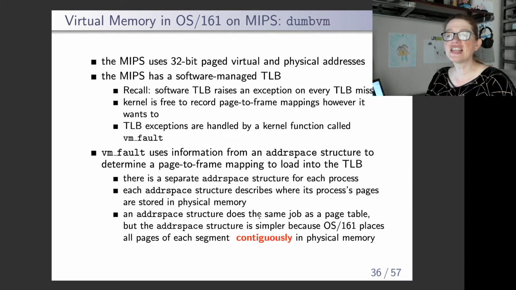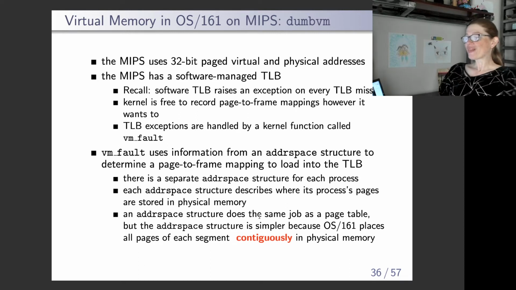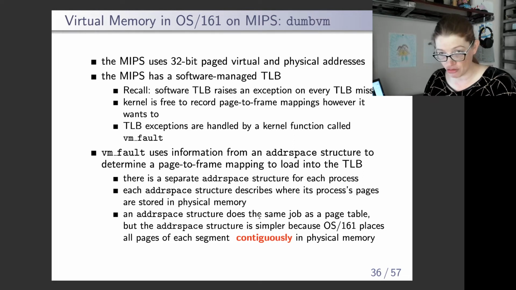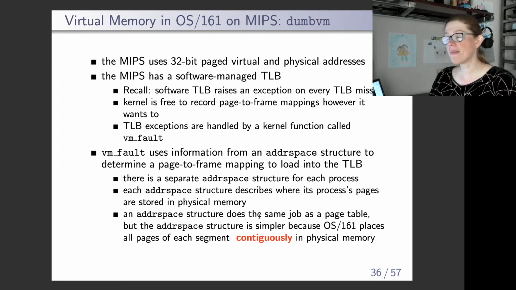On MIPS, we are using a software managed TLB, so every time there's a TLB miss, the MMU will throw an exception. And all of the TLB exceptions, as you might have noticed if you've had some problems with A2A, are handled by a kernel function called vmfault. So your hardware technically uses paging. The MIPS R3000 is a paged MMU. So our MMU is going to have a singular register with a pointer to it, known as the page table base register.